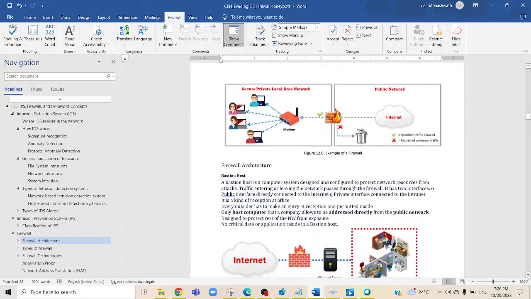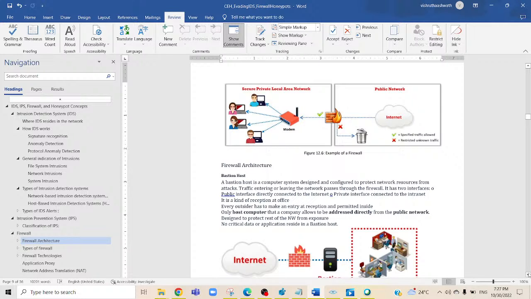So, as you can see in the diagram, we have a secured private local area network on one side, and we have the internet, which is public and not so secured, on the other side. So, to protect the local area network, between the internet and the local area network, we can place a firewall. This is an example of where to place a firewall.